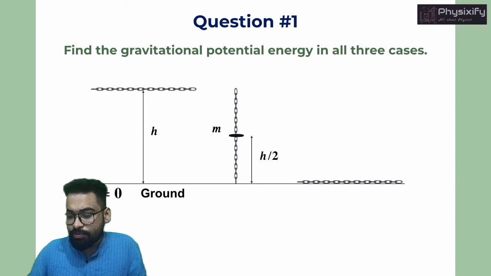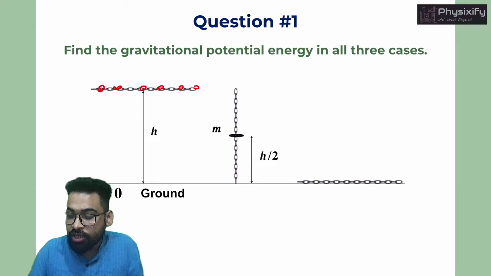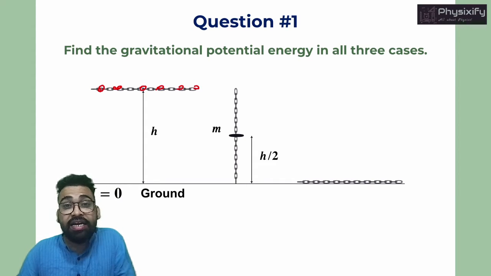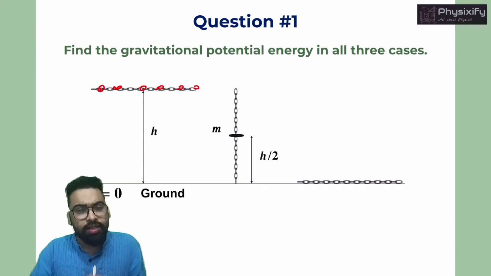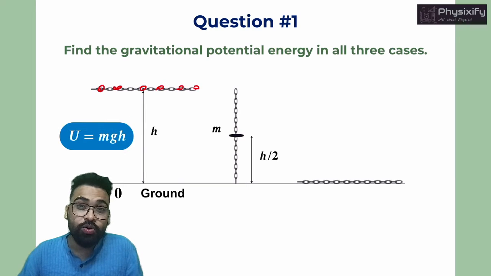First case, you can simply say that all the mass, whether here, here, or here, if you take any mass, it is at a height h. This means all the mass is at height h. You can simply say that U would be equal to mgh. As simple as it gets.